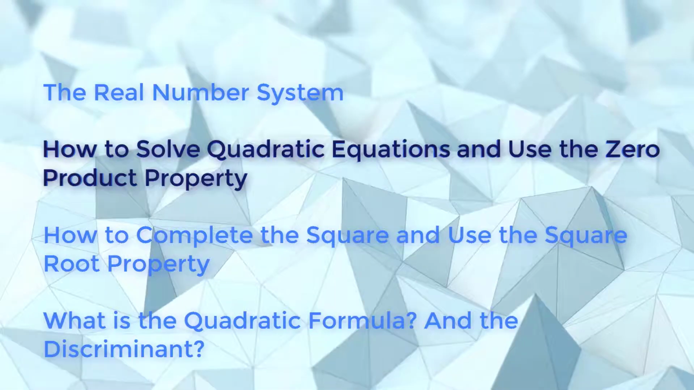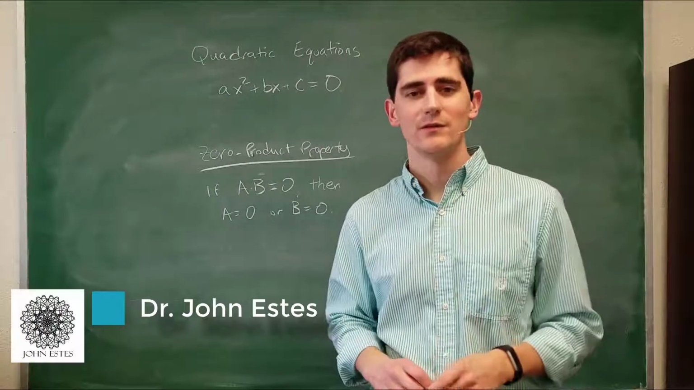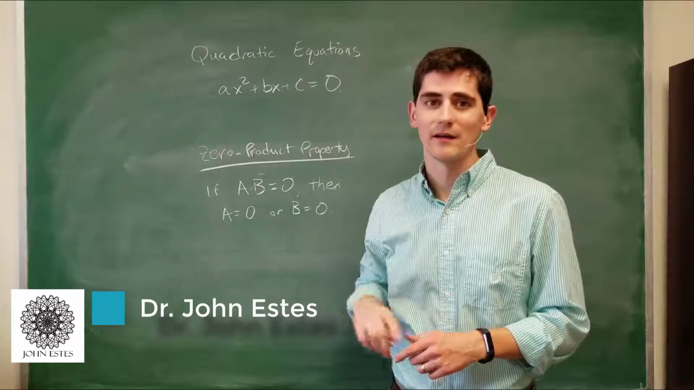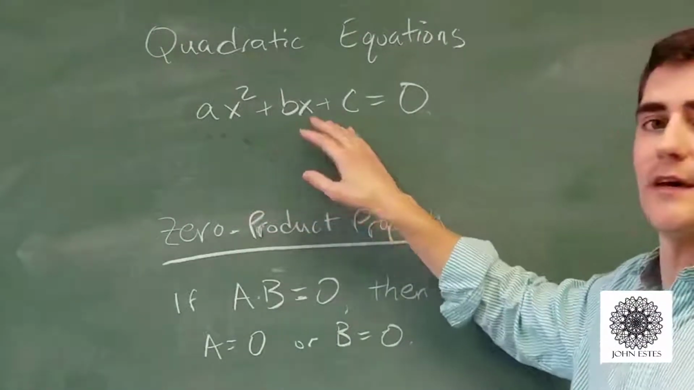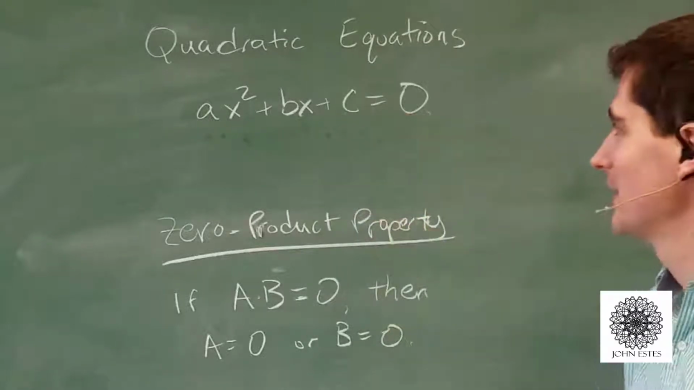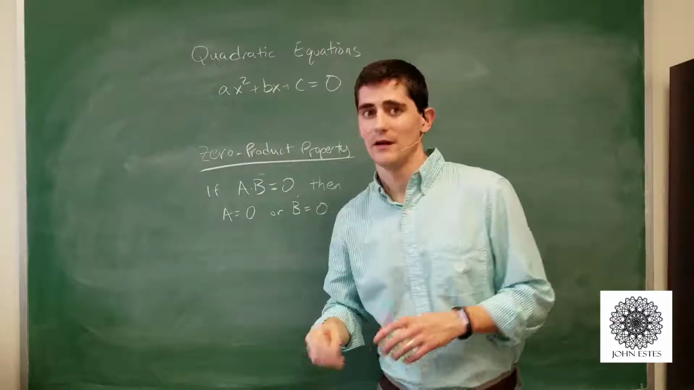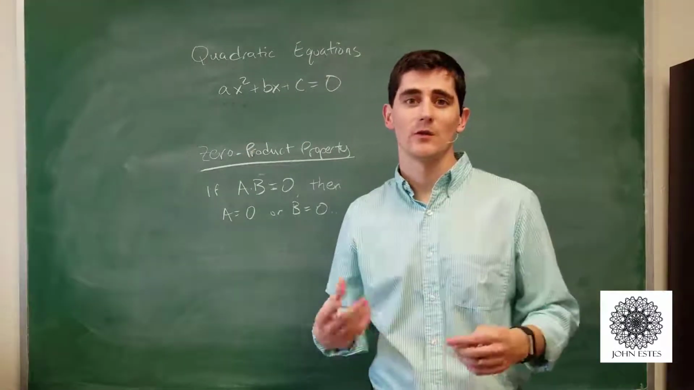A key concept in algebra is the concept of quadratic equations, and I want to introduce you to that right now. We say an equation is quadratic if it can be written in this form: ax squared plus bx plus c equals 0, and the key element here is that I have a degree 2. I have an x squared or a y squared, something squared. That lets me know I'm dealing with a quadratic equation.